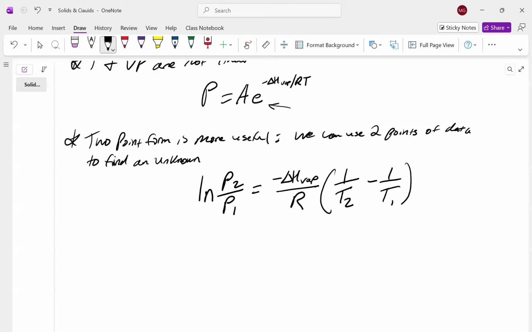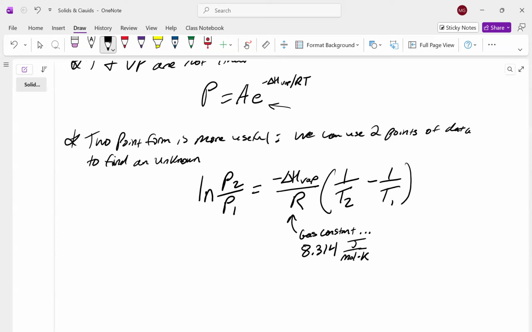As I said, this allows us to look at pressure and temperature conditions at two different settings and then find something that we don't know. We could even find the delta H of vaporization if we know pressure and temperature of the two conditions. Now, there's one thing I want to highlight here. This R is the gas constant, but it's in different units and therefore has a slightly different value than when we saw R in the gas chapter. The value of the gas constant here is 8.314 joules per mole Kelvin.